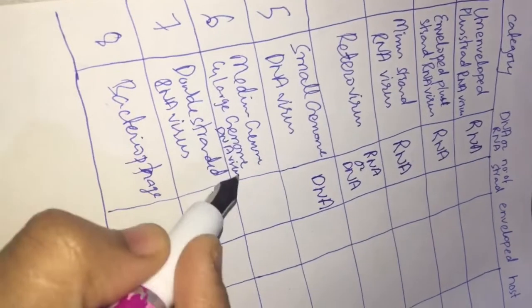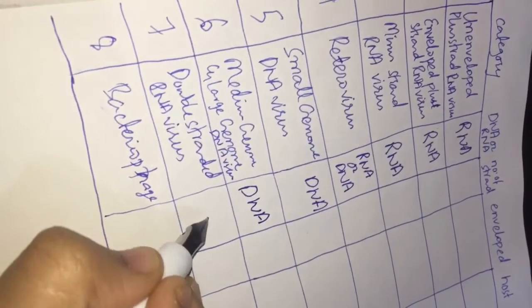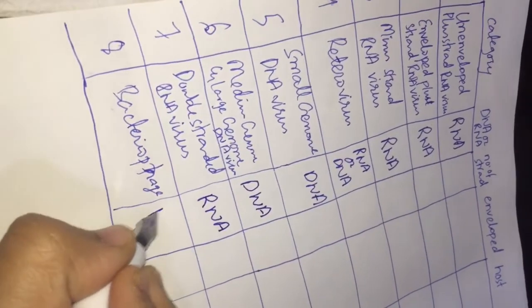Medium genome and large genome DNA virus, they also contain DNA. Double-strand RNA virus contains RNA, whereas bacteriophage contains DNA, actually double-stranded DNA. Okay, so now we have to write the number of strands it contains.